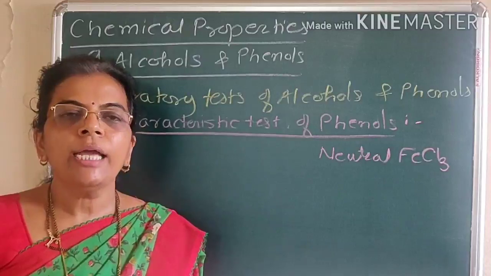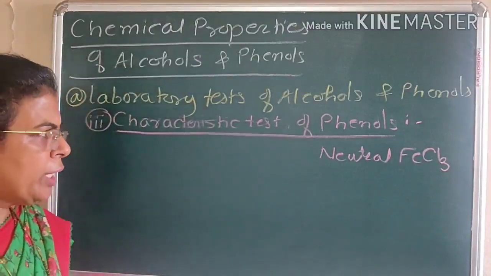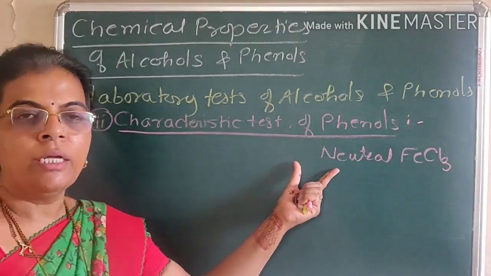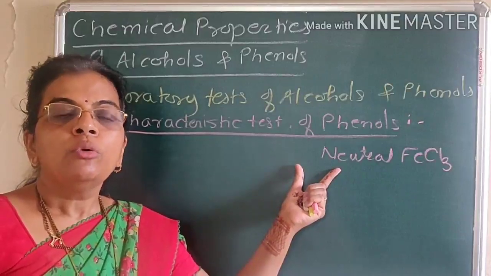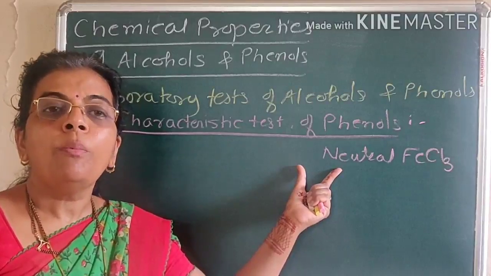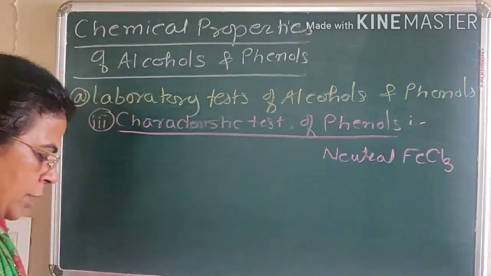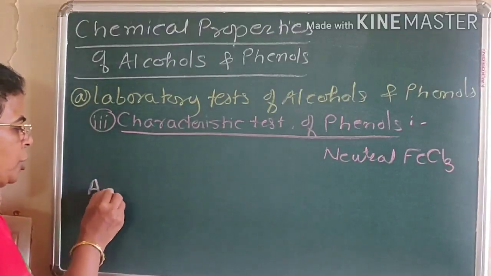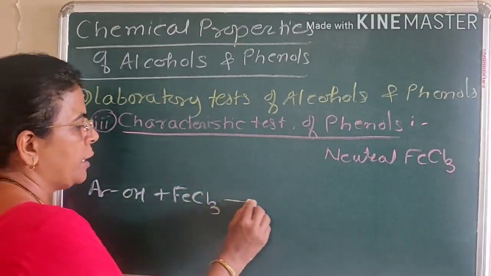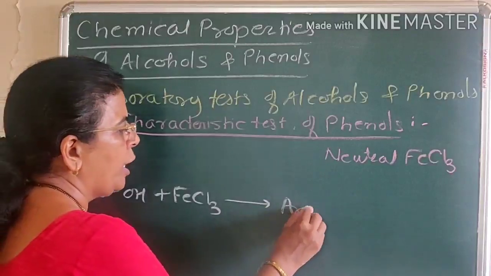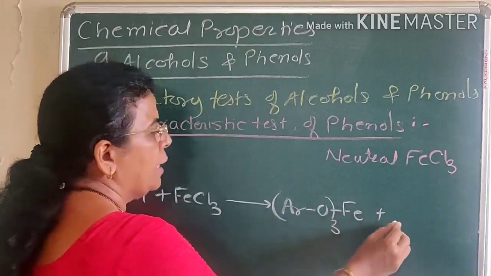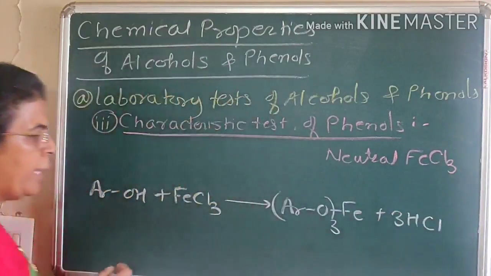Now we are going to see the characteristic test of phenols. Phenol shows a color change with neutral ferric chloride. That is, when phenols are treated with neutral ferric chloride solution, formation of green, violet or purple coloration takes place. The reaction is like this: ArOH when reacted with neutral FeCl3 forms (ArO)3Fe plus 3 molecules of HCl.